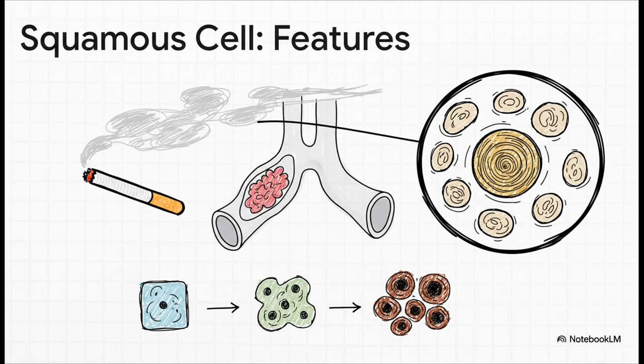So to recap for squamous cell, this type has the strongest link to smoking. The key features are keratinization and those little intercellular bridges, those connections between the cells. It usually pops up centrally and is preceded by squamous metaplasia and dysplasia, which we'll look at in a bit. It's the direct result of years of tobacco smoke irritating the bronchial lining.